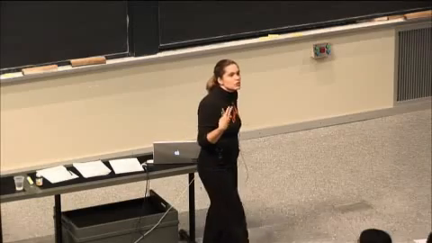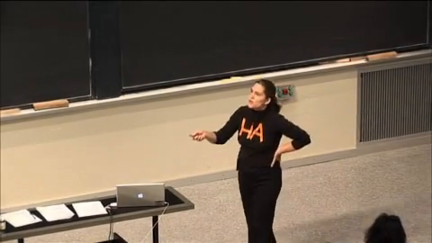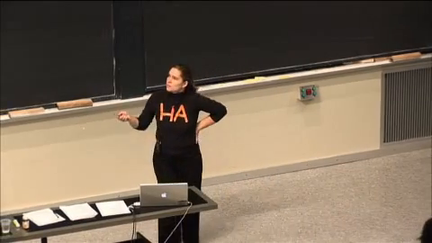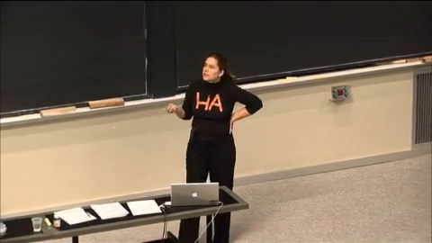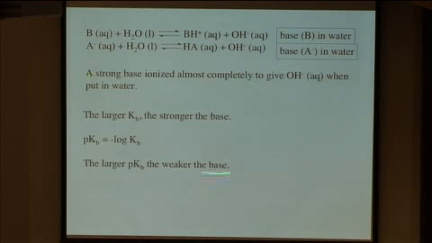So these are two expressions that you'll see that are fairly generic that express what happens when you have bases in water. Now remember, if it's a base in water, you better have hydroxide ions on the other side, because a base in water is going to be forming hydroxide ions. An acid in water would be forming hydronium ions. So a strong base almost completely ionizes to OH- when in water. And here we can know what's strong or weak by the Kb. So the larger the Kb, the stronger the base.